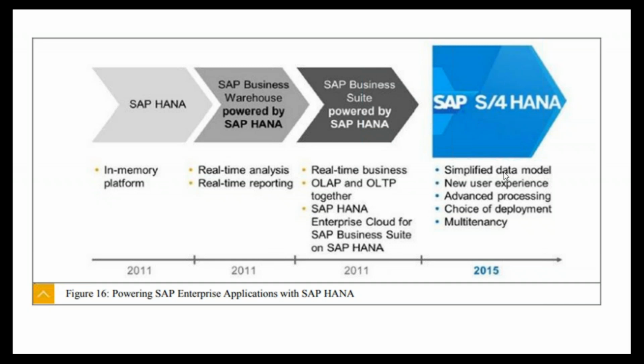Anyways, now here the SAP Business Suite powered by SAP HANA was launched in 2014, and then in 2015 SAP launched S/4HANA as a complete platform. So we have this simplified data model, new user experience, advanced processing, choice of deployment, and multi-tenancy. So these are all possible in S/4HANA. So S/4HANA is a suite. Anything that is a suite is ERP software.